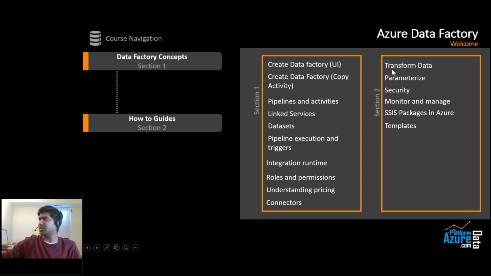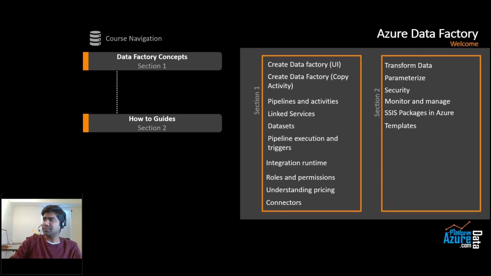In demo section, we will try to cover a little bit about transform data, how you can parameterize. Then we will talk a little bit about security, and then monitor and manage. Then how you can execute your SSIS packages in Azure. I think this topic I will not be able to cover during this session because we will not have enough time. So I will take this session maybe separately. And then we have templates. So let's see how it goes forward, and then we can plan accordingly. Let's jump to the next section.